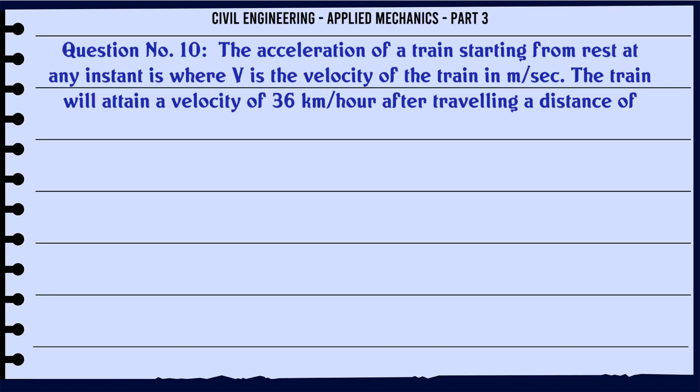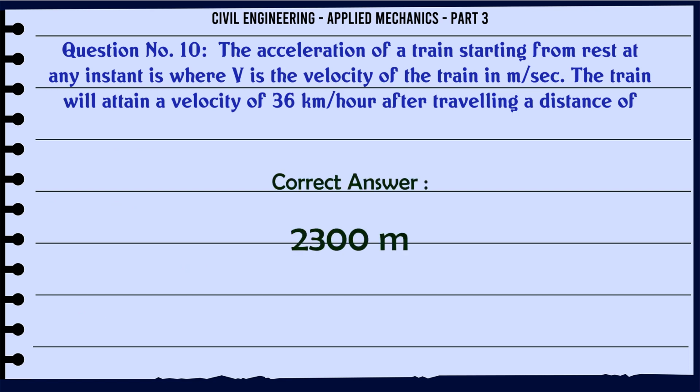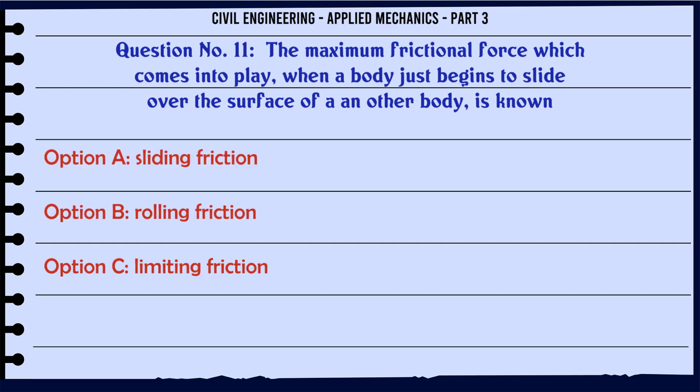The acceleration of a train starting from rest at any instant is given in terms of v, where v is the velocity of the train in m/sec. The train will attain a velocity of 36 km/h after traveling a distance of: A, 2000 m; B, 2100 m; C, 2200 m; D, 2300 m. The correct answer is 2300 m.